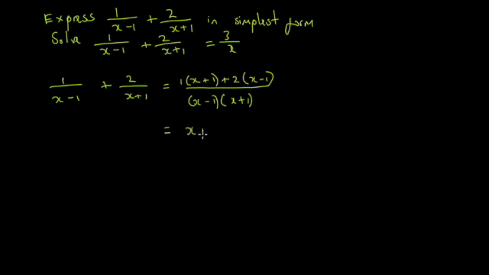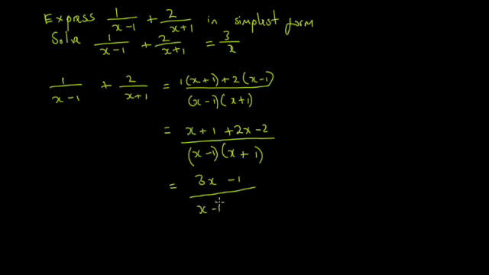Here you'd get x plus 1 plus 2x, then minus 2 here. Then divided by the denominator. You can just write it the way that it is right now, but recognize that this is a difference of two squares, so you can just leave them like this. Don't expand them, at least not yet. So you get 3x minus 1 over x minus 1 times x plus 1. This one will be the simplest form.